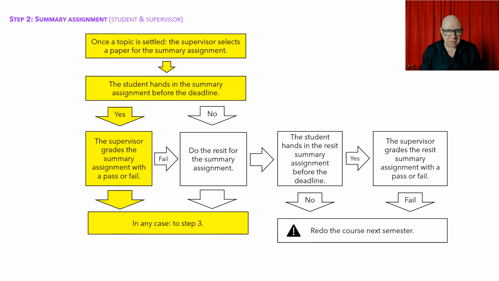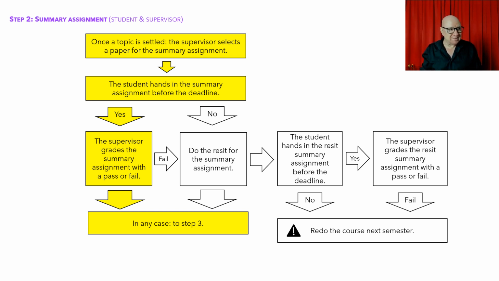Once you decided on the topic, you have to do a summary assignment. This is part of the exam for this Master Thesis Track mini course. So there will be a deadline and there will be a reset for that. What you have to do is you get the title of a paper from your supervisor. You have to read the paper, summarize it, and critically reflect on it. The details of this assignment will be posted on Canvas. And then you get a fail or a pass.